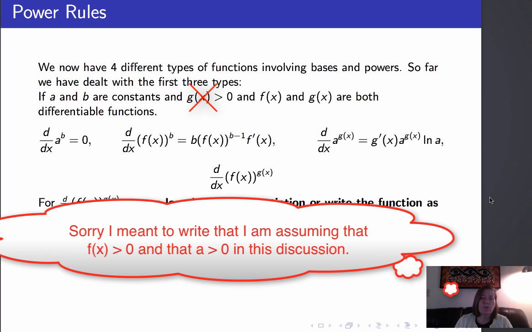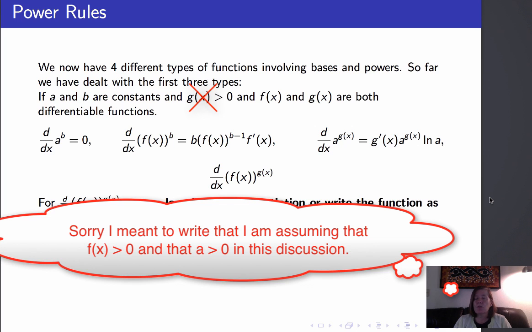If I were asked to differentiate f of x to the power of b, then I would use the chain rule. This is just a composition of two functions. First I apply f, and then I raise it to the power of b. So I differentiate with respect to f of x first, and then multiply by the derivative of f of x. And I get b times f of x to the b minus 1 times f prime of x.